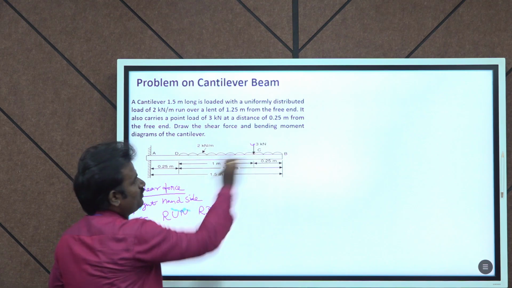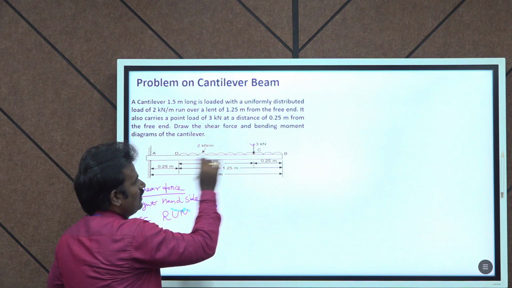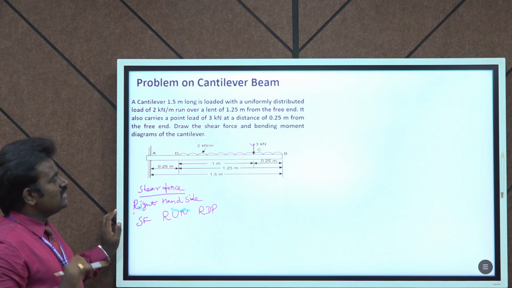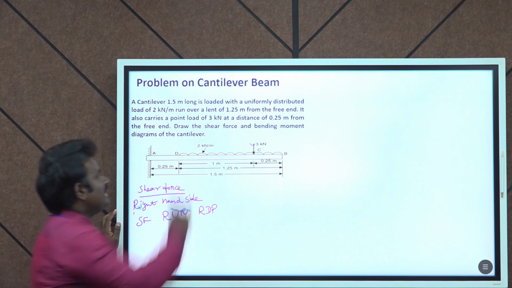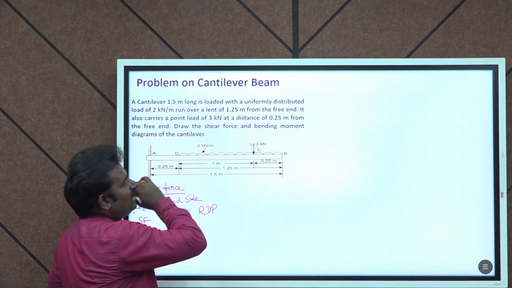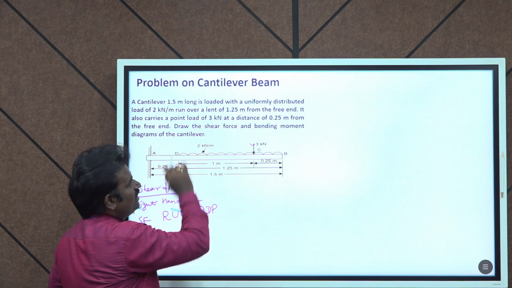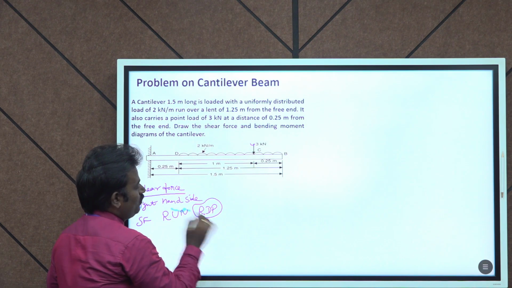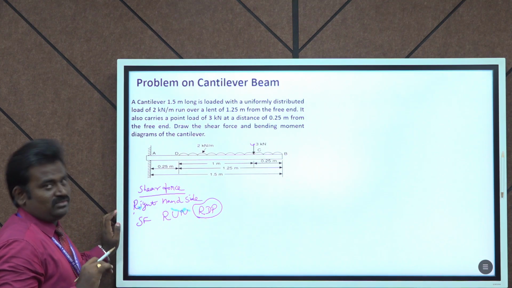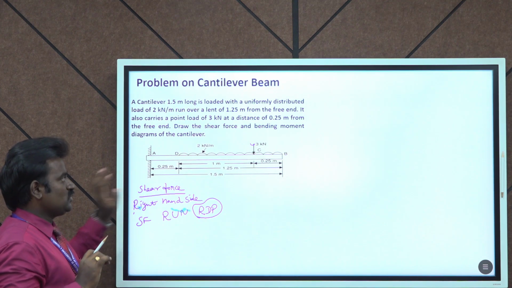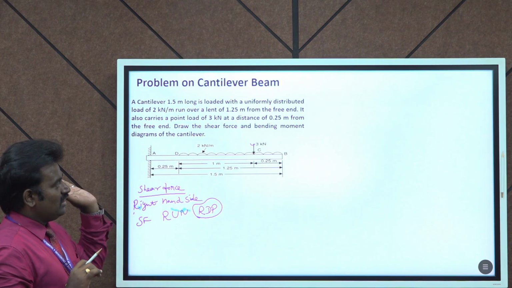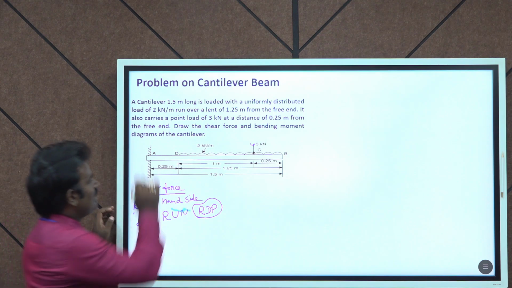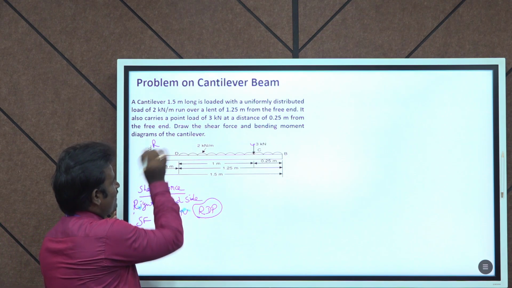Here two types of load are acting. One is the point load and the other is the UDL, uniformly distributed load. So consider the beam section at the right side. Right side means these two loads are acting downward, so they are considered positive loads. So this is the first step: you should know which side we are going to consider the beam section. In a cantilever beam we consider the right hand side section.